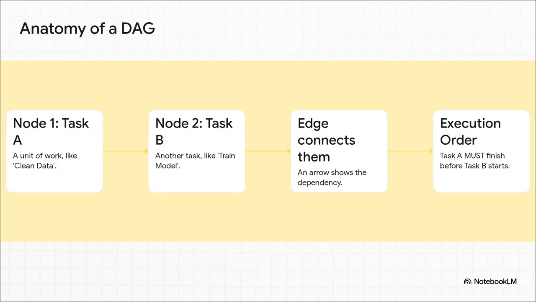All right, let's see this in action. It's super simple. So you've got one task, a node, let's call it clean data. Then you've got another node, train model. The edge is just the arrow that connects them, and that arrow is the rule. It says, hey, you can't do this until that's done. It's visual, it's simple, and most importantly, a computer can execute it perfectly every time.